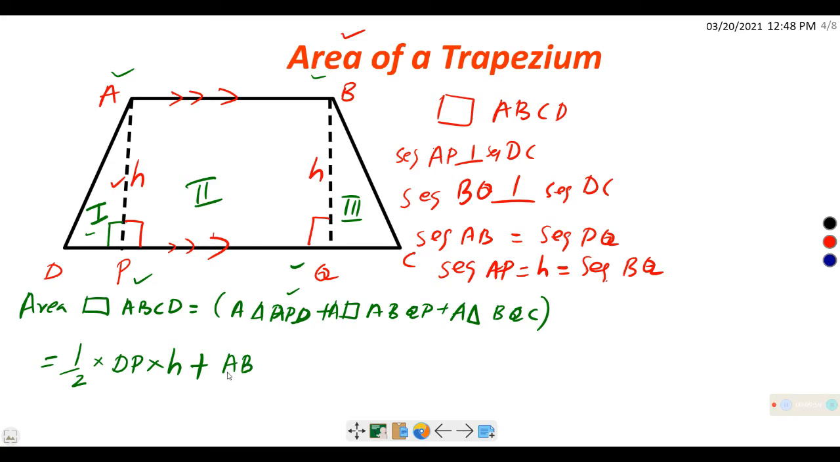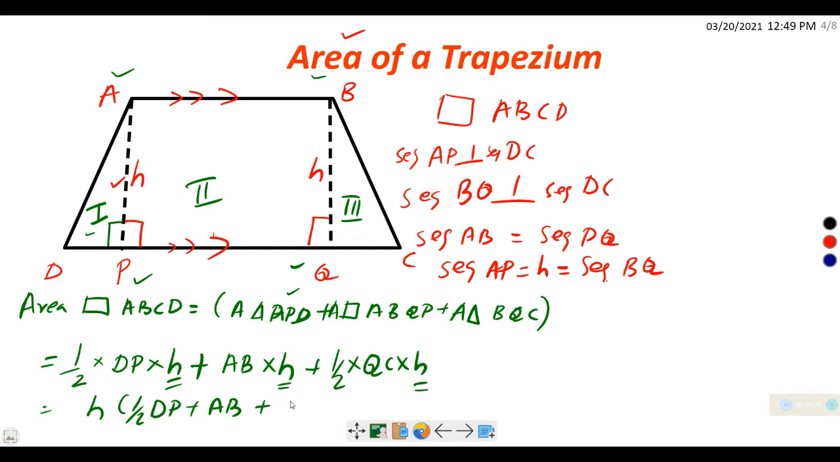Here the length is AB, breadth is again height, plus the area of the third triangle BQC, where half into QC into height. We can notice that height is common over here, so we can rearrange or rewrite it as h into half DP. All these are lengths of DP, length of AB, you should understand, plus AB plus half QC. Correct? This way the things go on, where we could make it a little bit short.